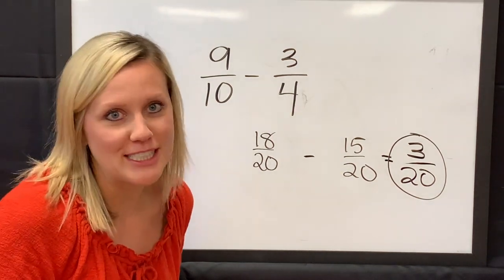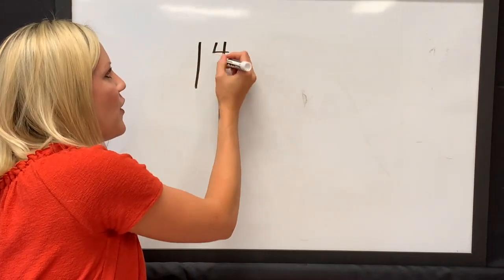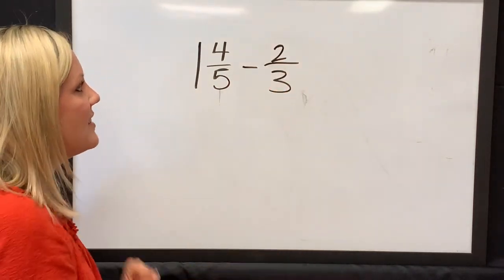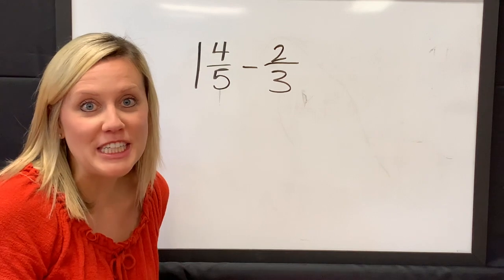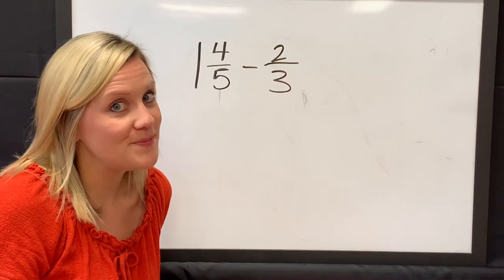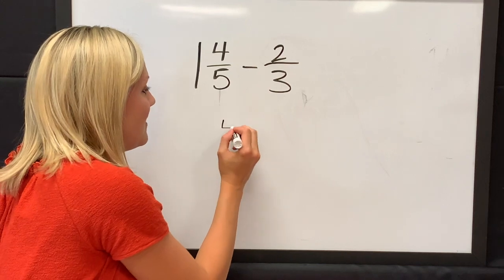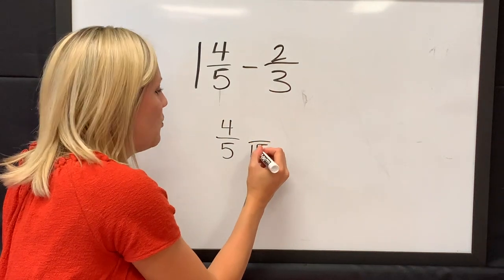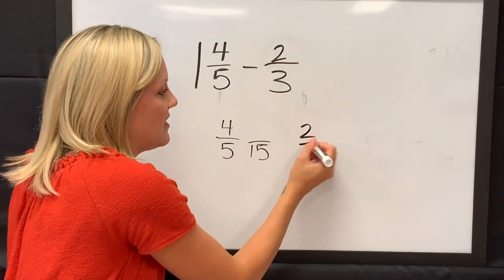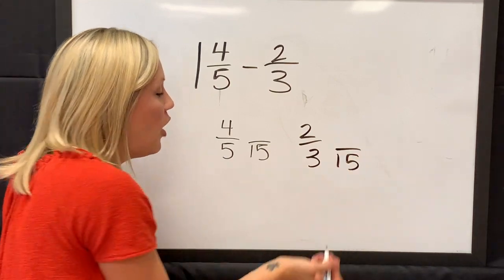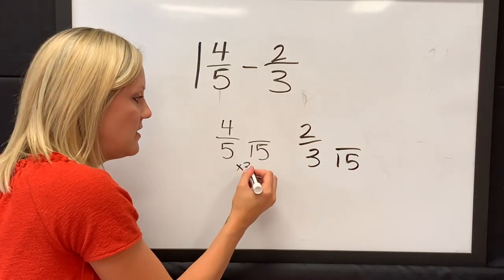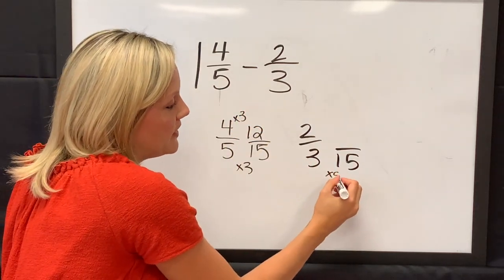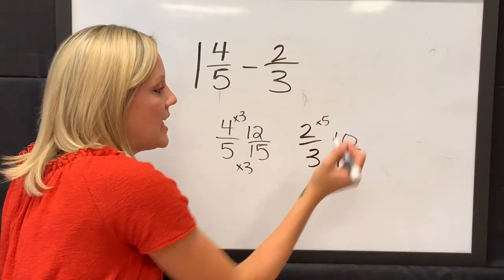These ones are going to have mixed numbers in them. 1 4/5 minus 2/3. Okay, think for a minute. What's the smallest number that both 5 and 3 go into? If you said 15, you are correct. We're going to change both of these fractions into 15ths. Okay, 5 times 3 is 15. 4 times 3 is 12. 3 times 5 is 15. 2 times 5 is 10.